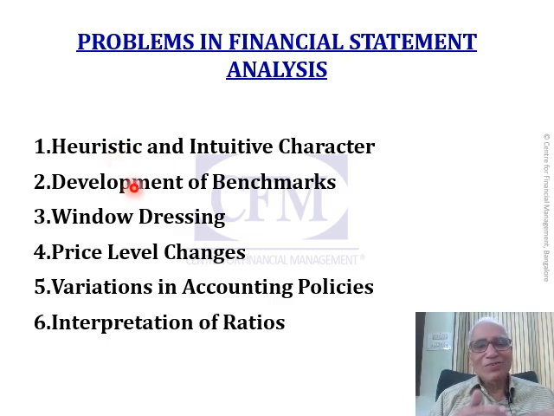2. Development of benchmarks. The question that often arises is what should be the standard or benchmark against which the ratio of a firm should be compared? Should it be the best performer in the industry? Should it be the average performer in the industry? The problem gets compounded for firms which are engaged in multiple businesses. When a firm is engaged in several businesses, there is no well-defined benchmark to compare its ratios against.